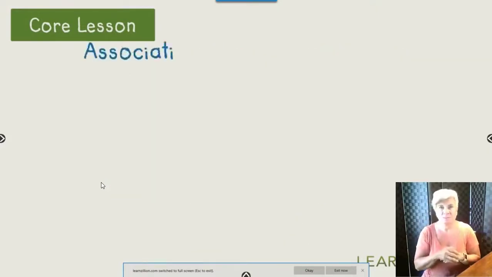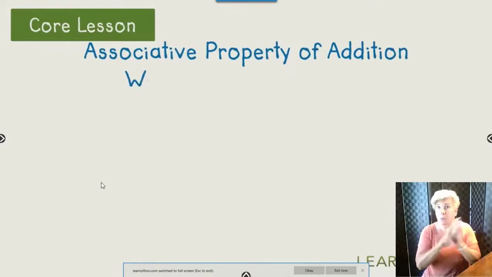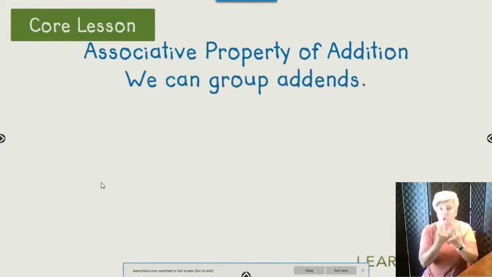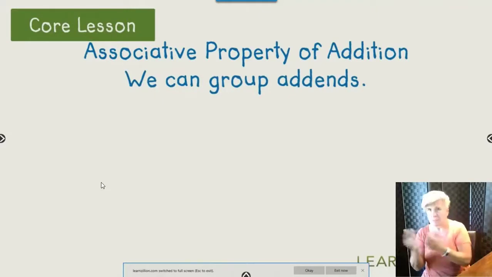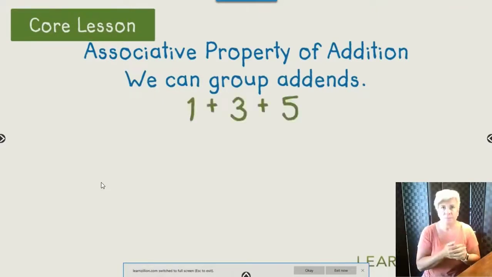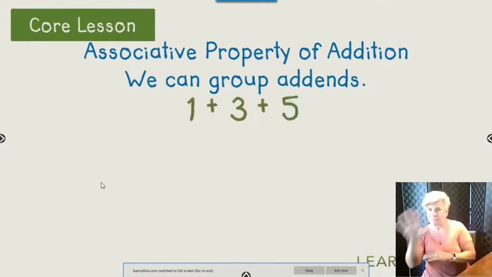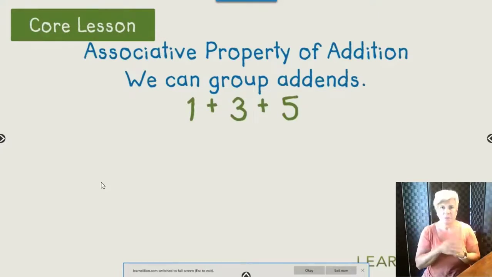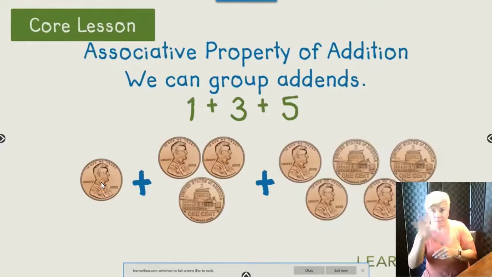The associative property of addition says that we can group numbers together when we add them. No matter which way we make a group, the final answer will be the same. Let's say we're adding 1 plus 3 plus 5. We'll make a picture of this problem using pennies. 1 penny plus 3 pennies plus 5 pennies.